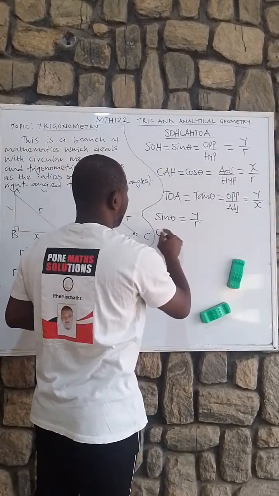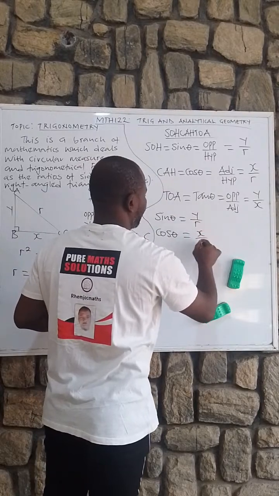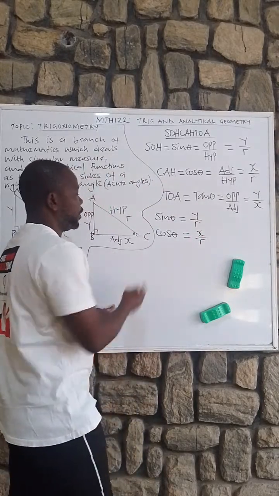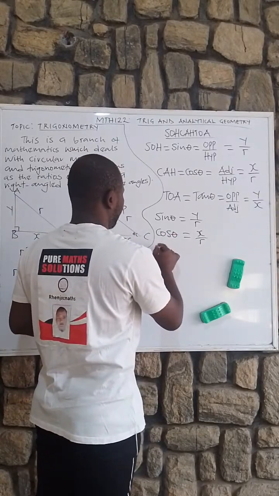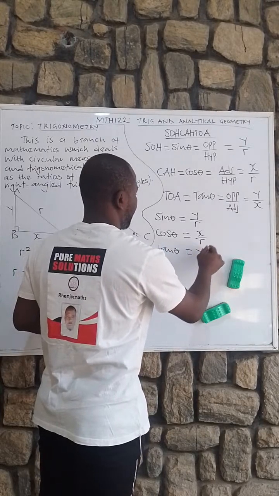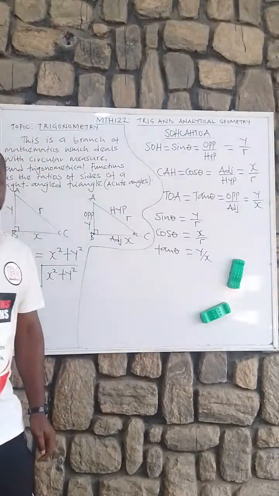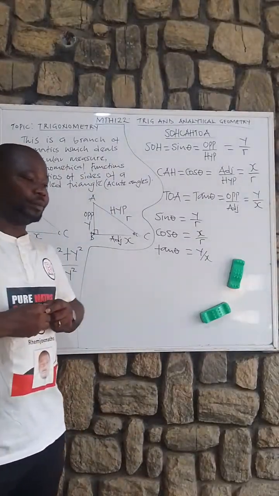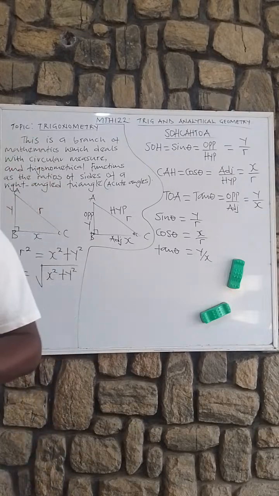So our cos theta is equal to x all over r, right? The same thing applicable here. Then our tan theta is equal to y all over x. True or false? Is that clear? Okay. Do you understand? Any question?